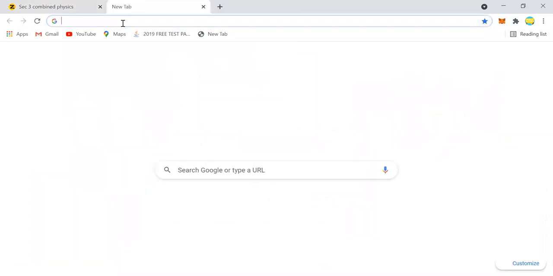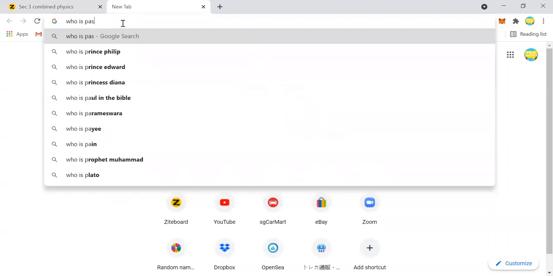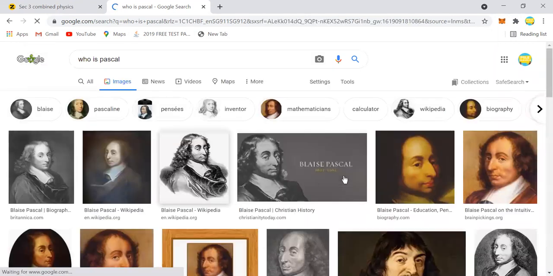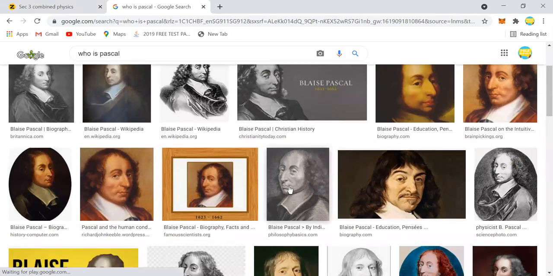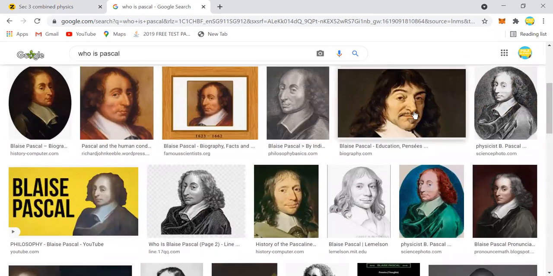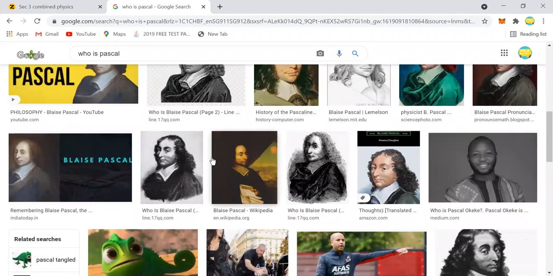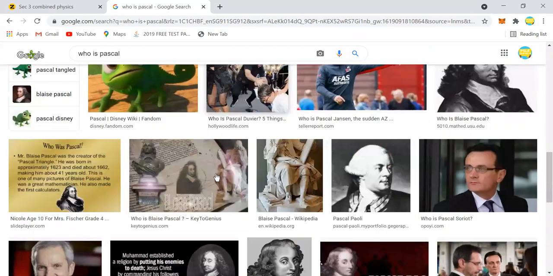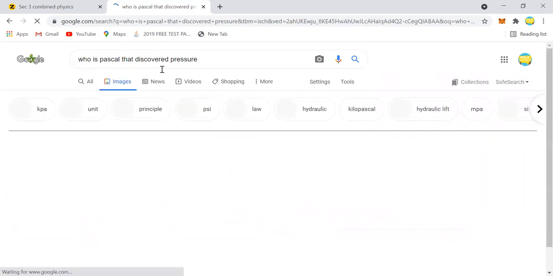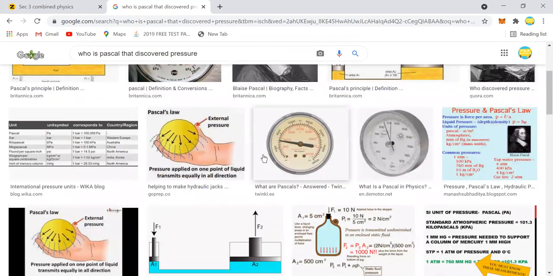Pascal is a human being, right? Wait, let's see. Another person, I don't know. This looks like the Iron Man, right? Maybe different people draw. They look quite similar, right? Mr. Pascal. Wait, is he the correct person? Is he the one who discovered pressure? Okay, it should be him, right? So young, huh?